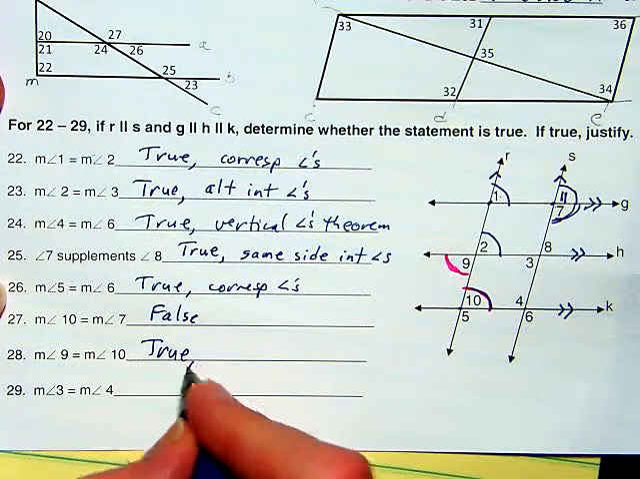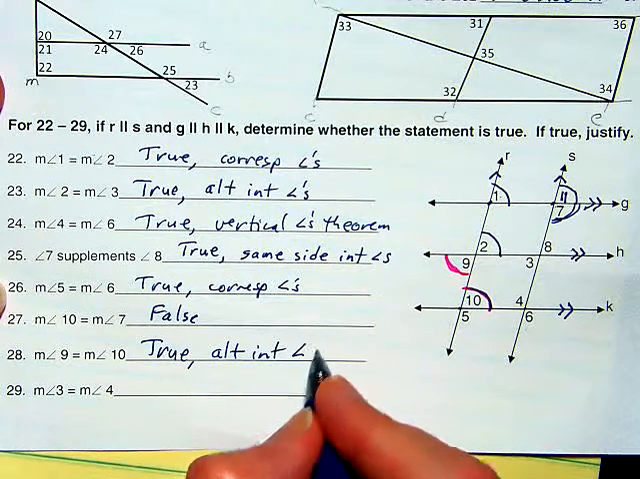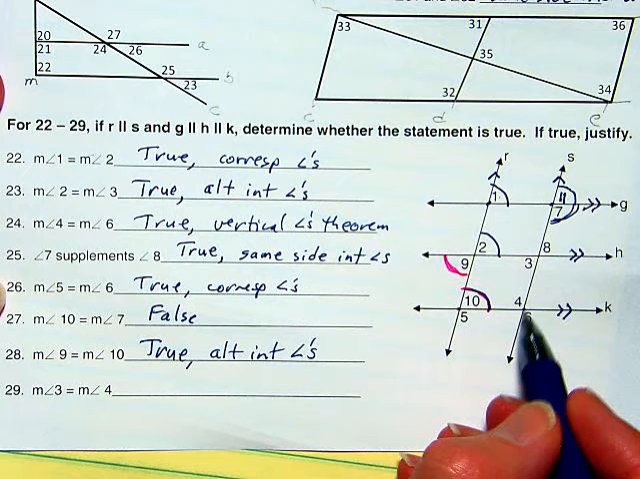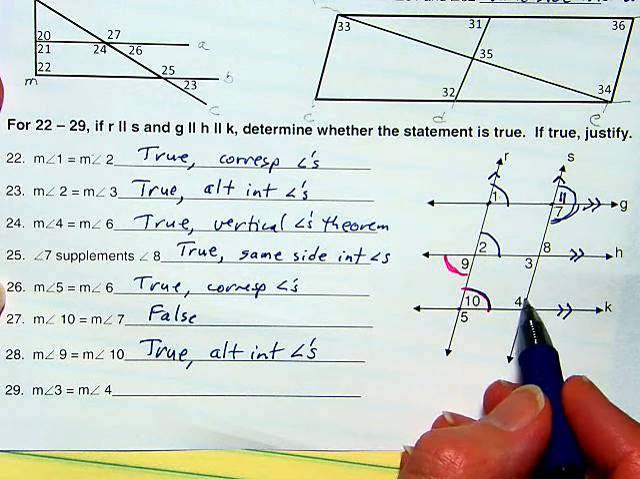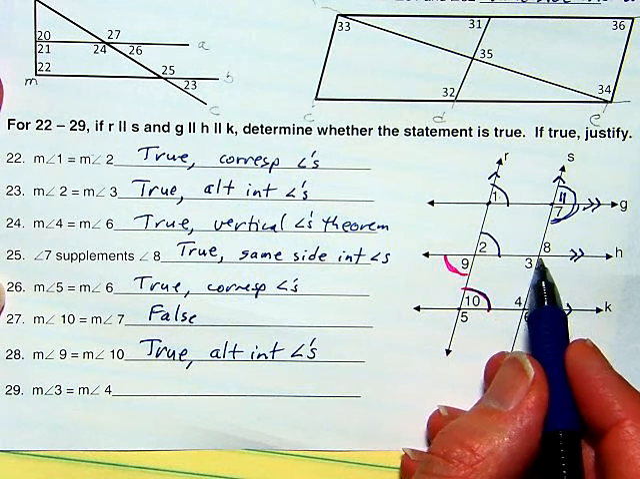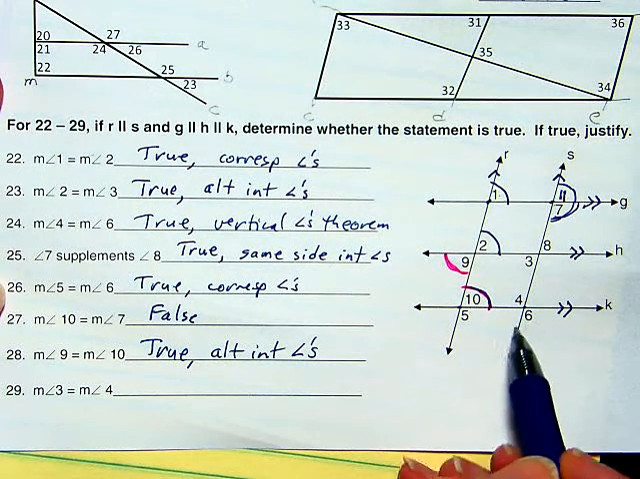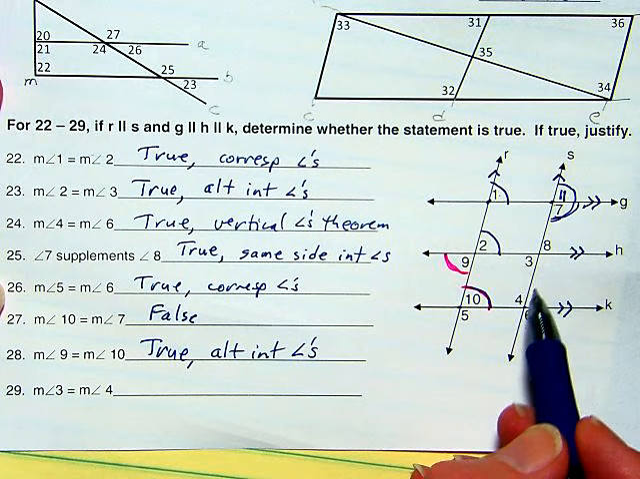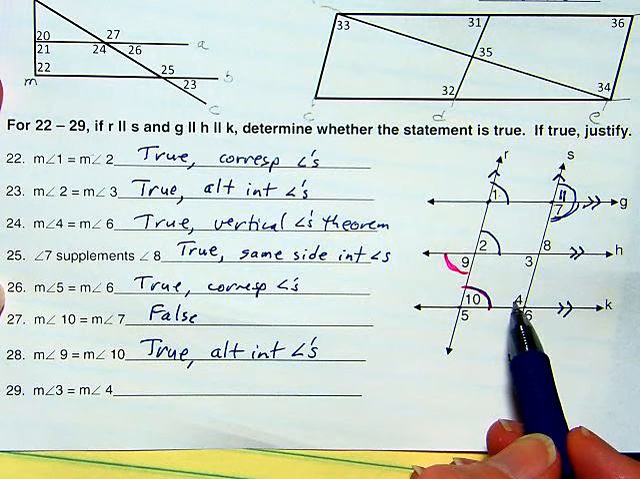And that's because they are alternate interior angles. And finally, the measure of angle 3, is that equal to the measure of angle 4? Take a look at these two angles. I hope you notice that they are on the same side of their common transversal S. They're on the same side of S. And as S crosses H and K, that's where it makes angles 3 and 4. So 3 and 4 are interior. They're same side interior angles.